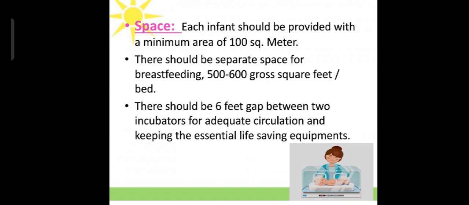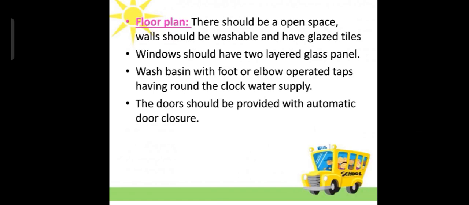Then there should be a 6 feet gap between two incubators for adequate circulation and for keeping all the essential life saving equipment, for example suction apparatus, etc. Then if we are talking about the floor plan, there should be open space, walls should be washable and have glazed tiles. The windows should have a 2 layered glass panel. The wash basin with foot or elbow operated taps should be available, and water should be available round the clock, meaning in 24 hours there should be water availability. Then the door should be provided with an automatic door closer.